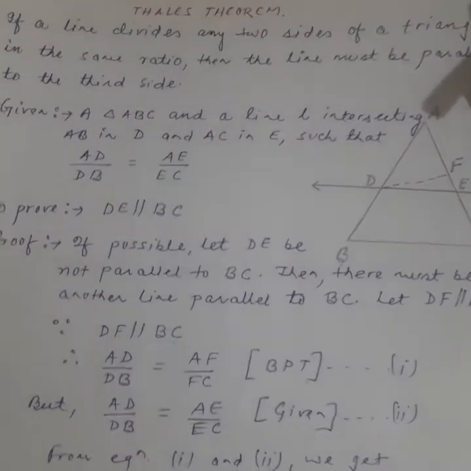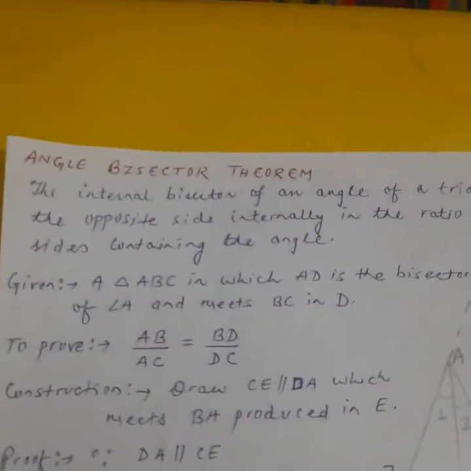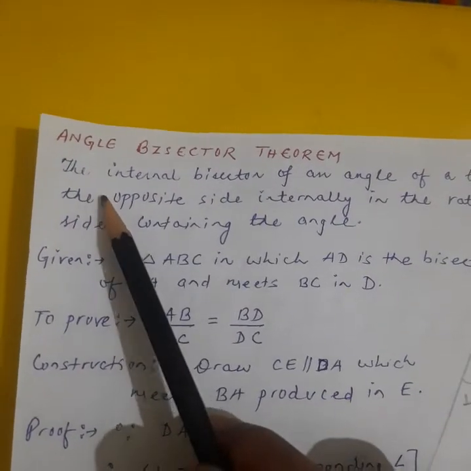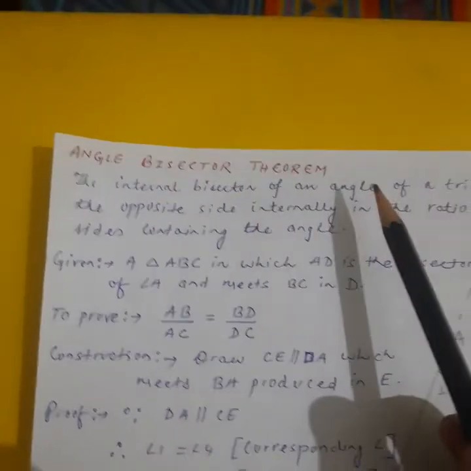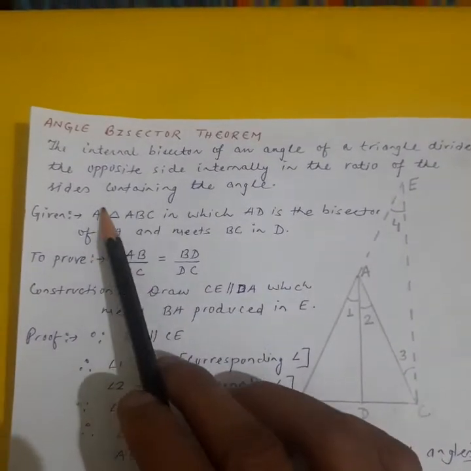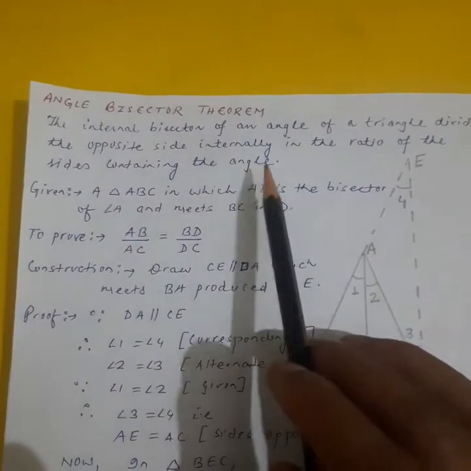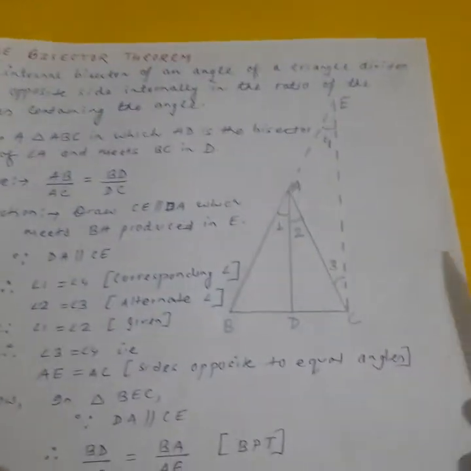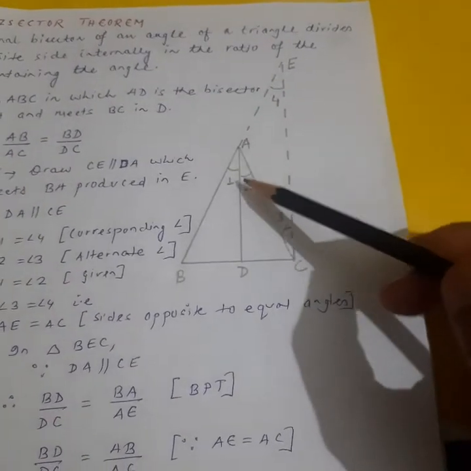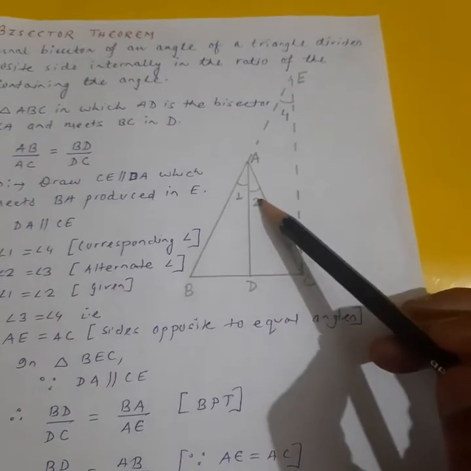Now let us move further with our topic, that is the angle bisector theorem. Now what is this angle bisector theorem? The internal bisector of an angle of a triangle divides the opposite side internally in the ratio of the sides containing the angle. What it wants to say is that, suppose we have a triangle ABC in which we have drawn a line AD which is the bisector of angle A. Bisector means 1 equals 2.